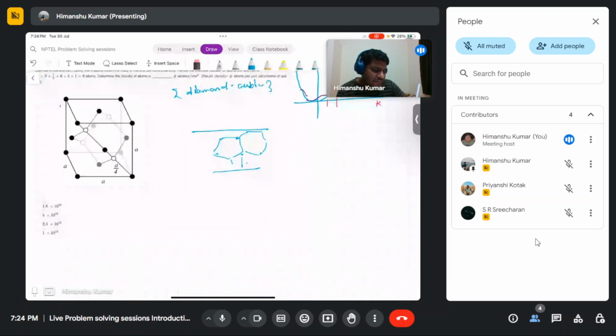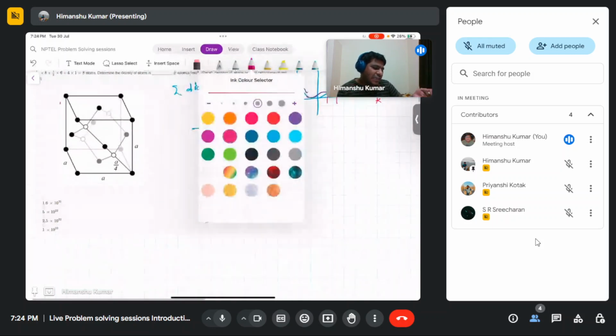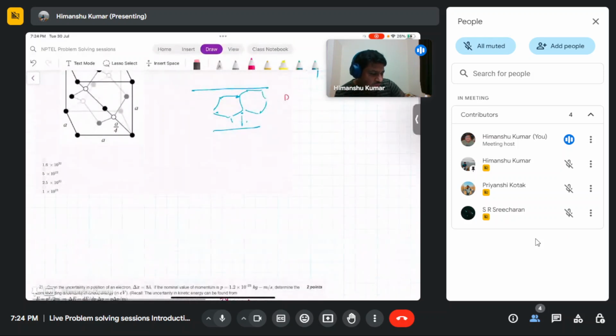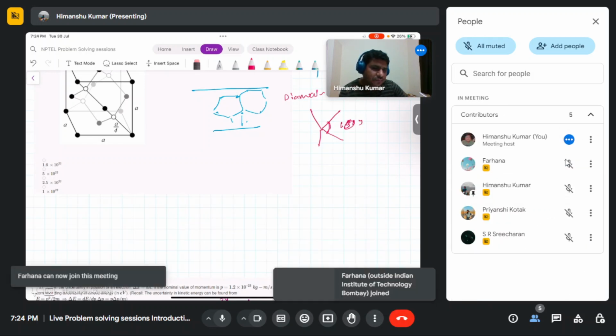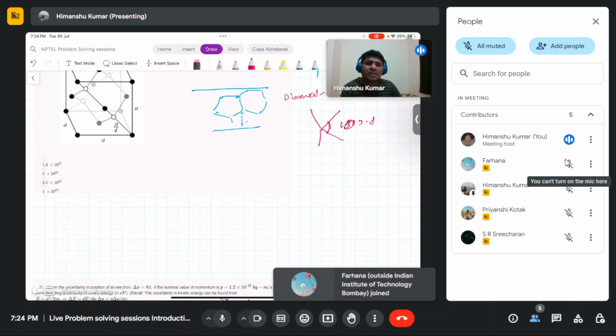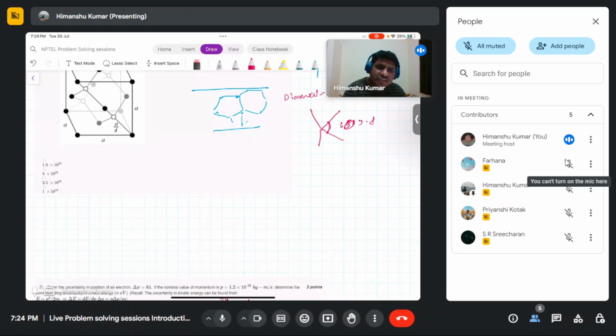Another very well-known form, which you might have at least heard the name of, is diamond. I think most people have heard about diamond. In diamond, each carbon is bonded to its nearest four atoms by covalent bonds, and this bond has an angle of 109.8 degrees, the angular spacing between each carbon bond. And if this structure is repeated, it forms the diamond cubic lattice.